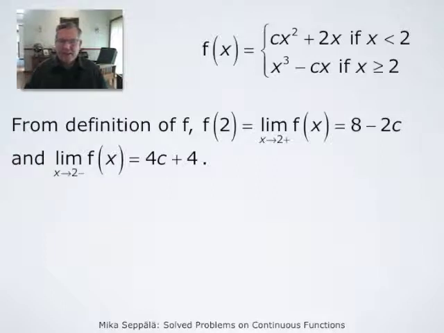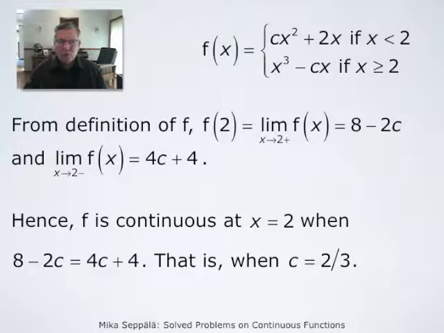Now, in order to have continuity, these two one-sided limits must agree. So f is continuous at x equals 2 if 8 minus 2c equals 4c plus 4. This is an equation which is easy to solve. We get c equals 2 over 3.